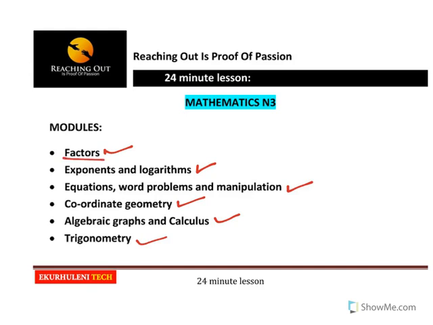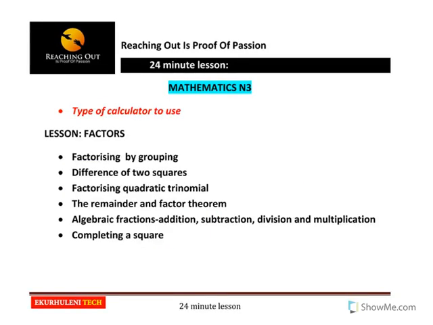Let us start by looking at factors. Under factors, we are going to look at factorizing by grouping. We're going to look at the difference of two squares. We're going to look at factorizing quadratic trinomials. We're going to look at the remainder and factor theorem. We are going to look at algebraic fractions: addition, subtraction, division, and multiplication. We are also going to look at completing the square.